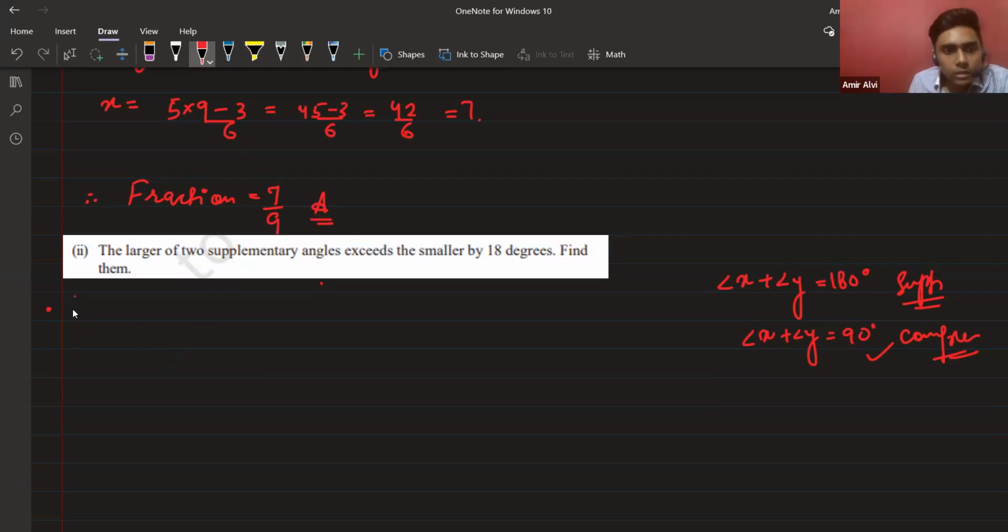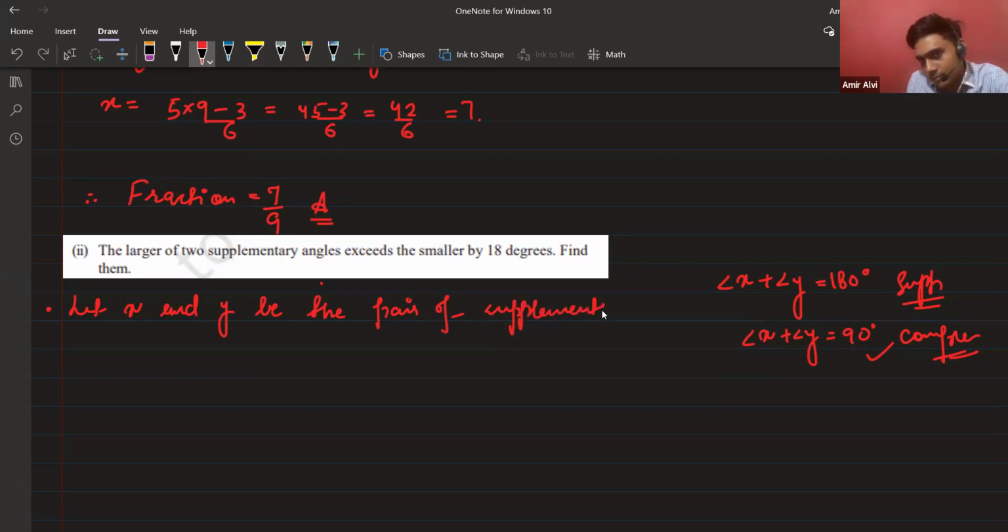So let x and y be the pair of supplementary angles. Now there is a catch in this question. I hope you all will get it. Let x be the larger angle and y be the smaller one. No, that's not the catch. You can assume x can be smaller and y can be greater. So it's up to you. The answer is not going to change.